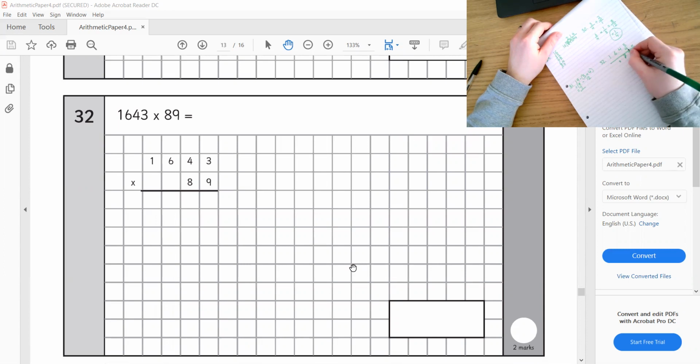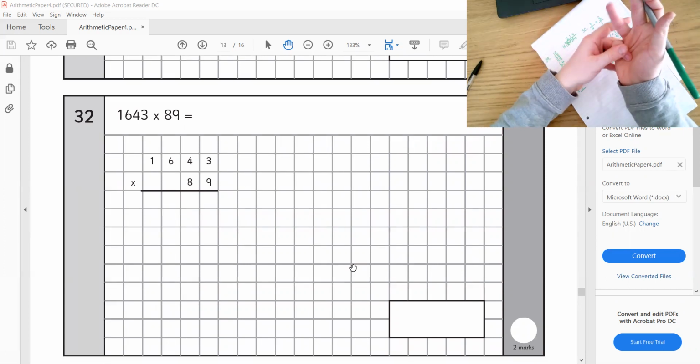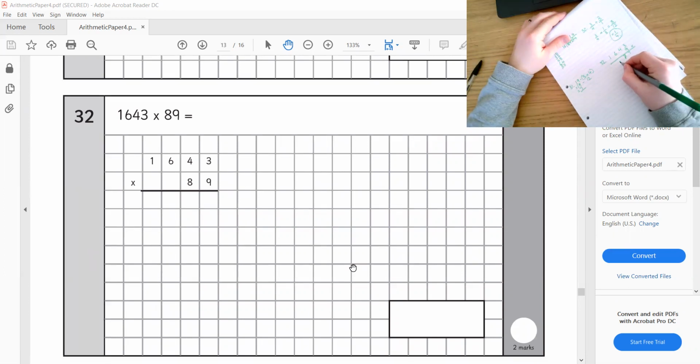6 times 9 is, oh, what is 6 times 9? I can do that, can't I? Put my 6th finger down, it's 54, 55, 56, 57. And then 1 times 9 is 9. Add the 5, then would be 14.